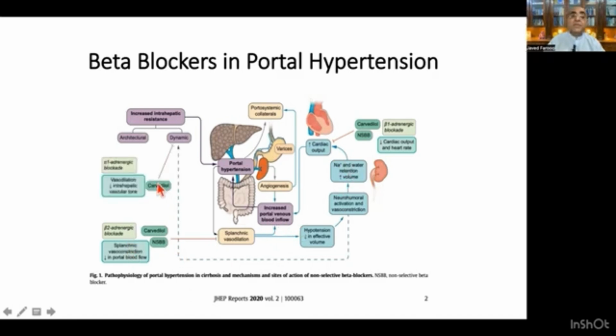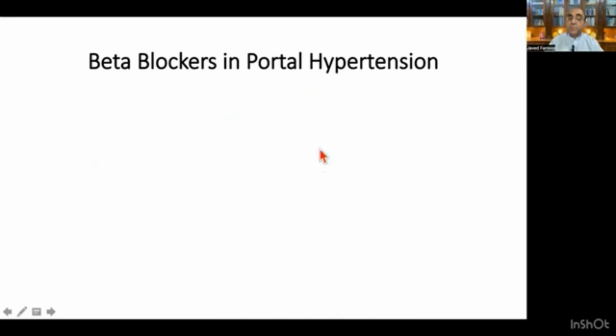But the additional effect of carvedilol is that it affects the dynamic component of the increased intrahepatic resistance. This is 30 to 40%. And because of this additional effect, the portal hypertension is lowered down more effectively as compared to propranolol.